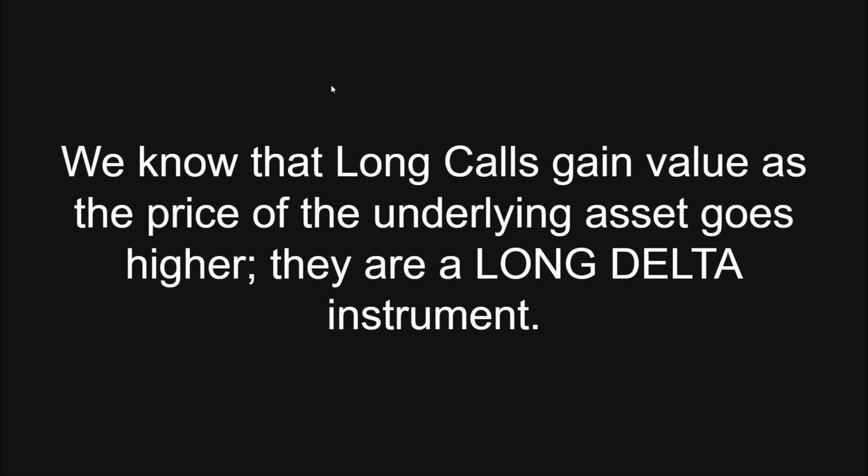We know that long call options gain value as the price of the underlying asset goes higher. They're a long delta instrument. If your option chain happens to show deltas, you'll see a positive number in front of that. That means that as the underlying price of the instrument that you're trading, like Bitcoin spot, goes higher, the option value will go higher by that amount of the delta.